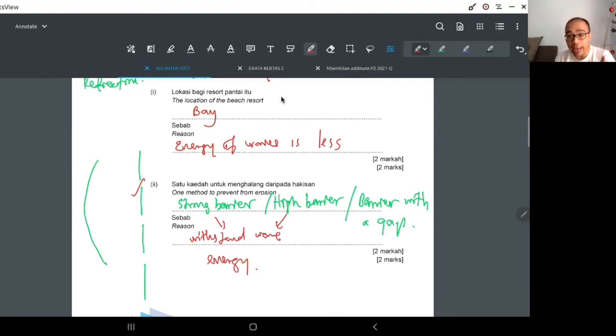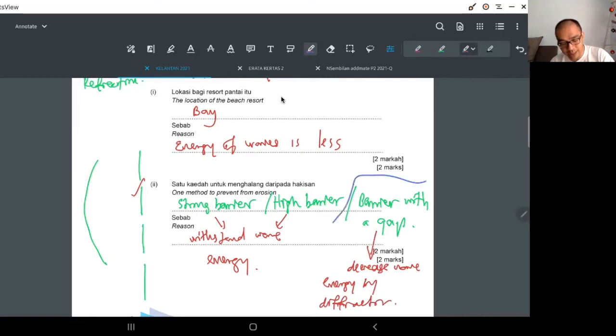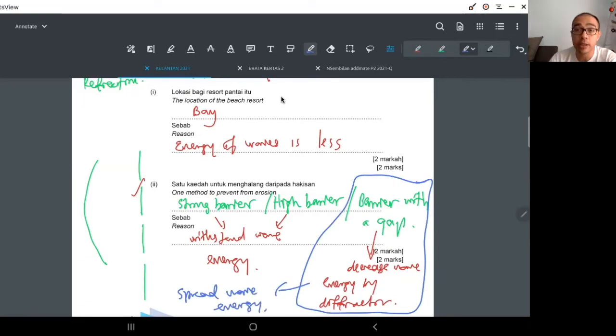If you put a barrier with a gap, the answer will be to decrease wave energy by diffraction. Of course, this is a much nicer answer lah. Like, wow, this is a physics answer. You decrease wave energy by using the phenomenon of diffraction. That's very good lah. Or the energy of the waves is spread. Decrease wave energy or spread the wave energy. By diffraction also can.